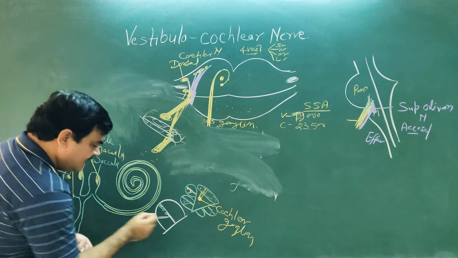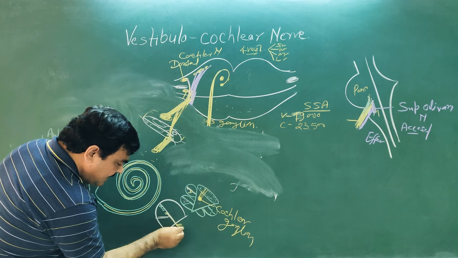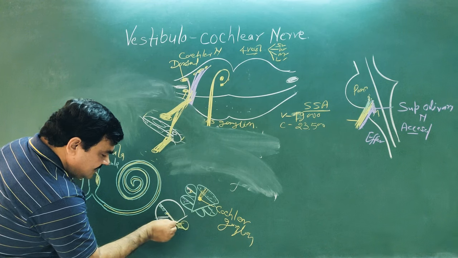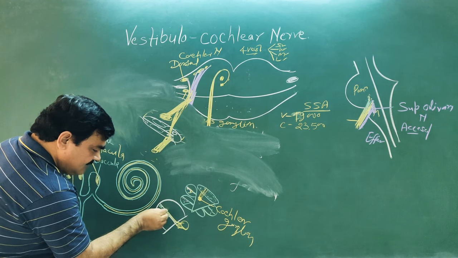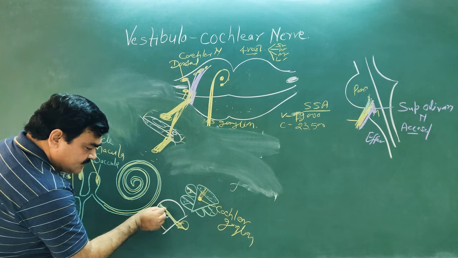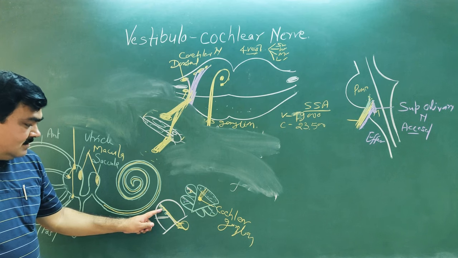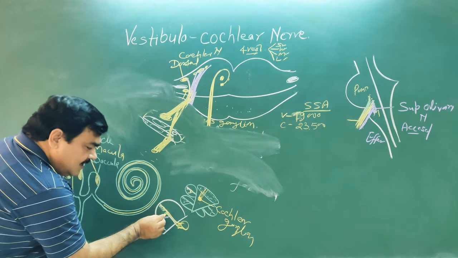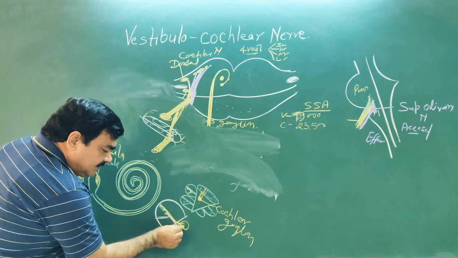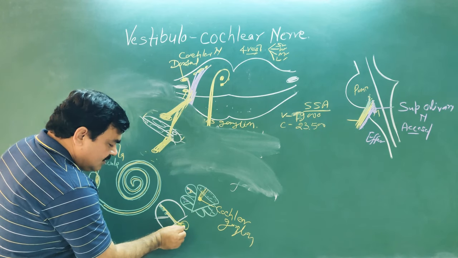So inner hair cells are connected with ganglion cells. One inner hair cell is connected with about 10 ganglion cells. And for the outer hair cell, one peripheral process of one ganglion cell is attached to 10 outer hair cells. So one inner hair cell is attached to about 10 cochlear nerve fibers.